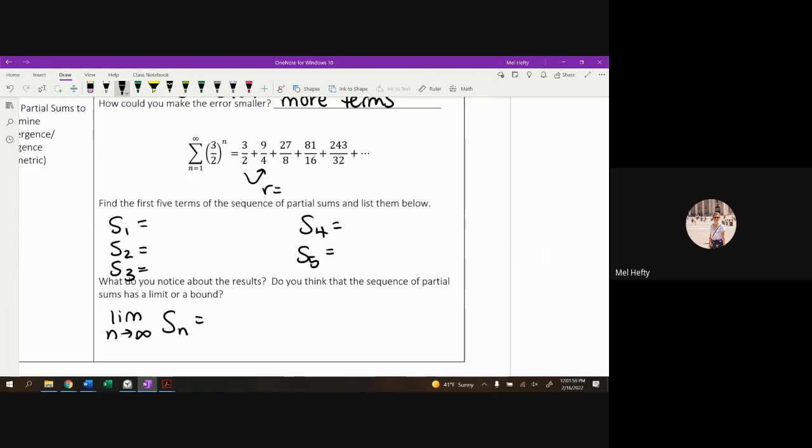All right, let me see if I got some of these partial sums right. 1.5, 3.75, 7.12, 12.188, 19.71. We got something like that? If you had to tell me where you think they're going, do you think this series is going to converge or diverge?